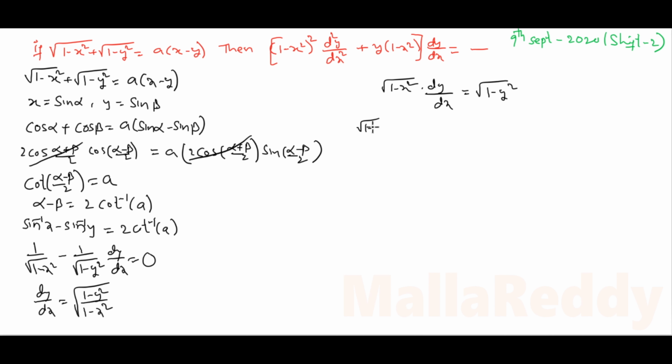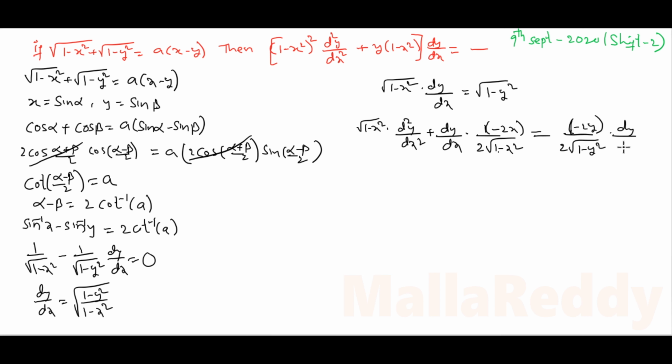Root over 1 minus x square into dy by dx, derivation is d square y by dx square plus dy by dx into root 1 minus x square derivation, 1 by 2 root 1 minus x square into derivative of 1 minus x square is minus 2x, that is equal to root 1 minus y square derivation, that is 1 by 2 root 1 minus y square into 1 minus y square derivation is minus 2y into derivative of y is dy by dx. Here 2 cancelled, here 2 cancelled.